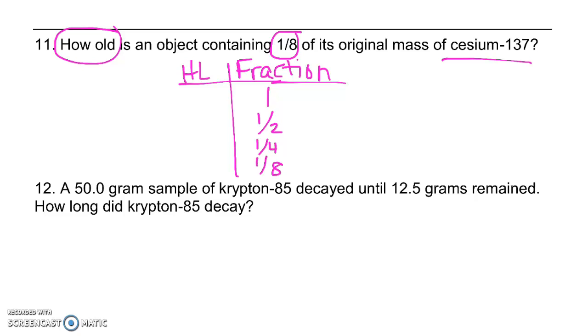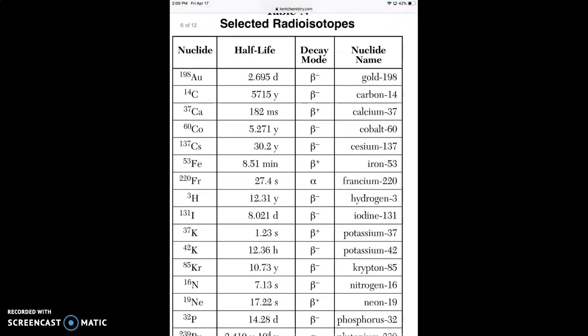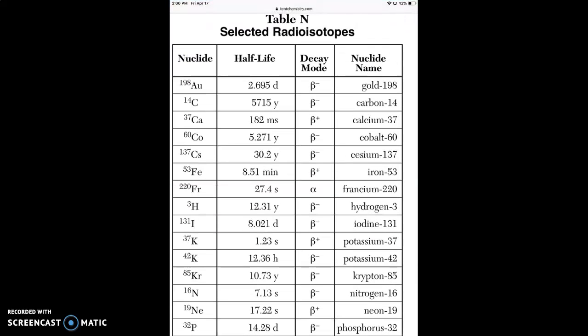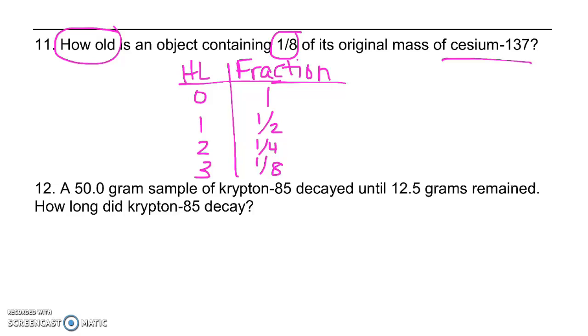Now that my fraction column is done, I can go ahead and fill out my half-life column. So that 1/8 told me that 3 half-lives went by. So if I look up cesium-137, 1 half-life is 30.2 years. So how long would it take for 3 half-lives to go by? 3 times 30.2 is 90.6 years.